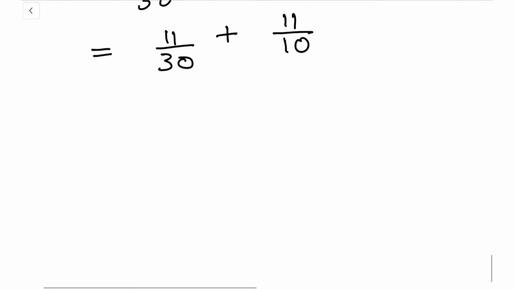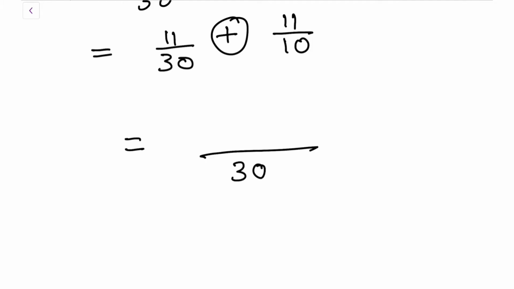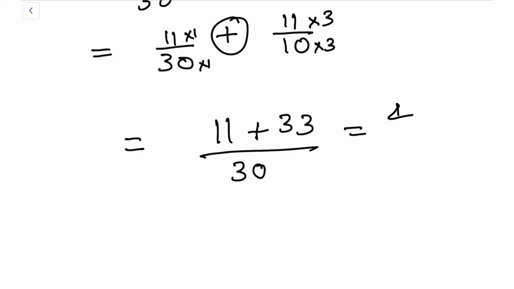Excellent. Now all that is left for you to do is the addition. So 30 and 10, we know that the LCM is 30. So 30 into 1, so 11 into 1 is 11, plus 10 into 3 is 30, so multiply the numerator with 3, this is 33, and that gives you 44 by 30.